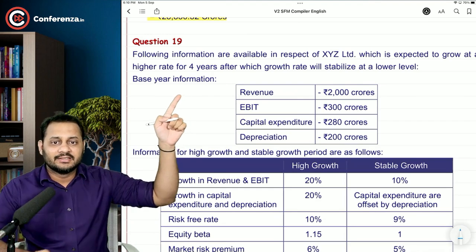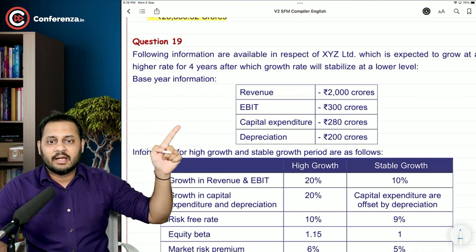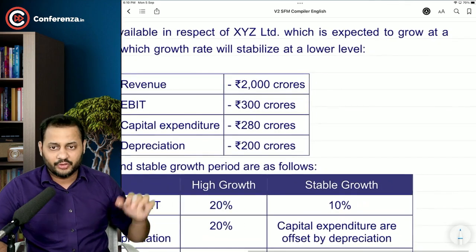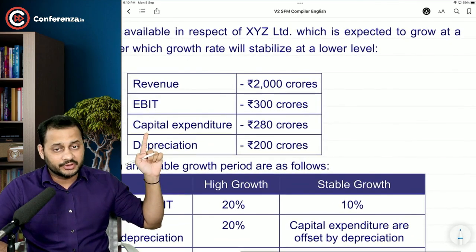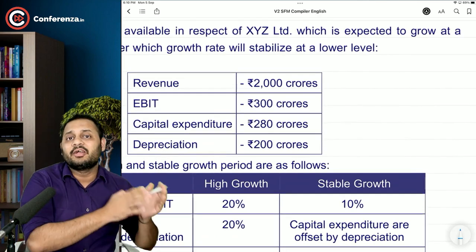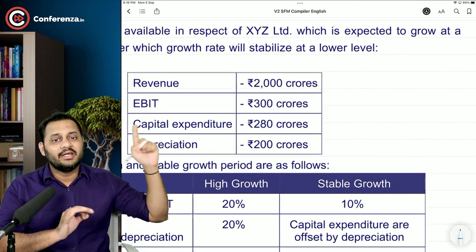The exact data is revenue, EBIT, capital expenditure and depreciation. You know what to do with the depreciation? Add back. What to do with the capital expenditure? Reduce it from the EBIT after tax figure, not just the EBIT after tax. Okay.